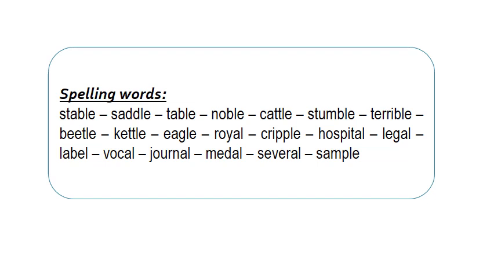Label, E-L at the end. Vocal, A-L at the end, but they all make the same schwa sound. Journal, A-L. Medal, A-L. Several, A-L. Sample, P-L-E. Again, I read the words: stable, saddle, table, noble, cattle, stumble, terrible, beetle, cattle, eagle, royal, cripple, hospital, legal, label, vocal, journal, medal, several, sample.